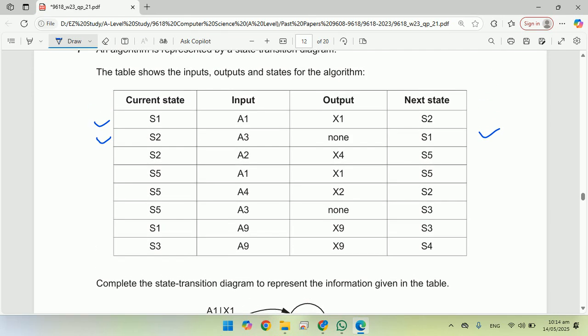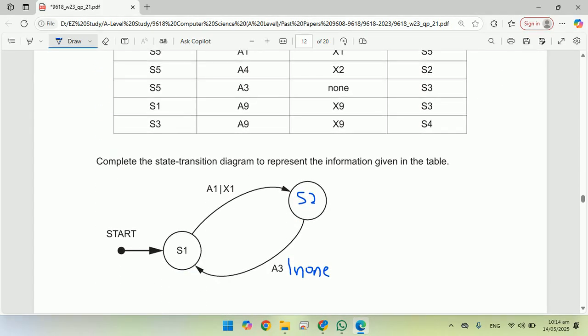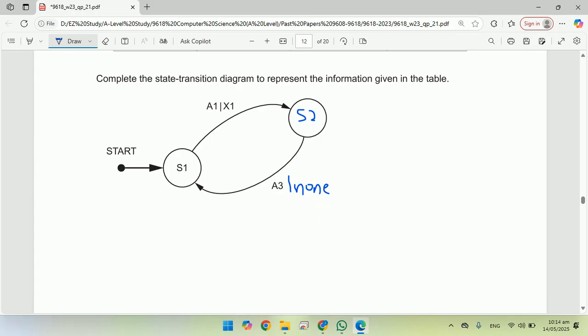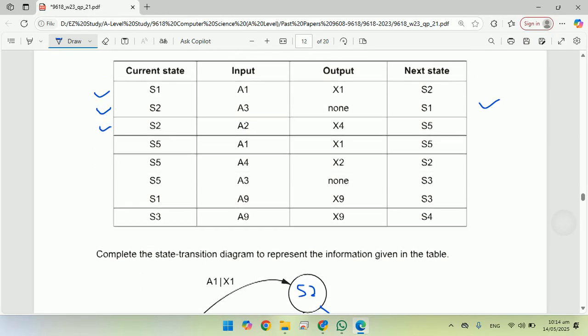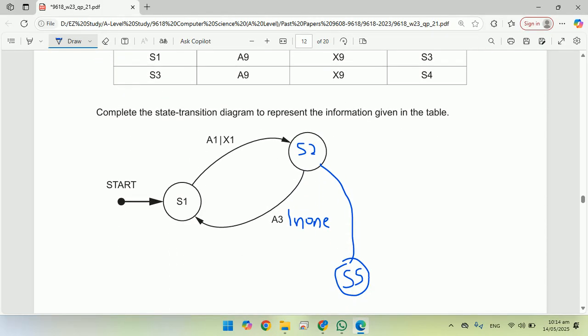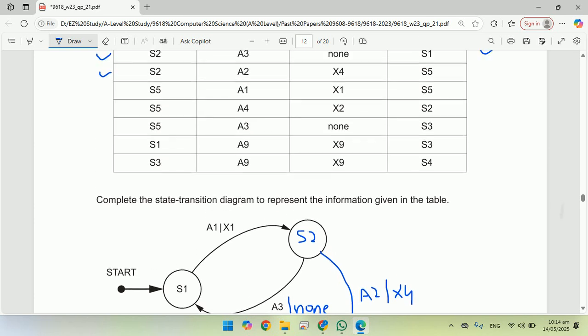Now we're going to look at this. S2 is the current state, and we are going to S5, where input is A2 and output is X4. So we can create our own one. Doesn't matter how you're going to draw the diagram. I can just take something like this and say S5, and the transiting factors were A2 and X4. So you would say A2, X4. Okay, so the third one is done.